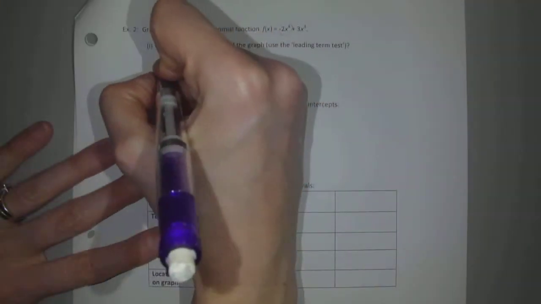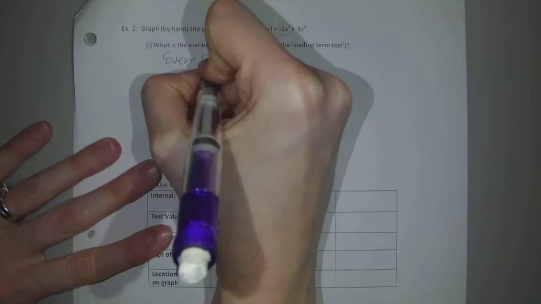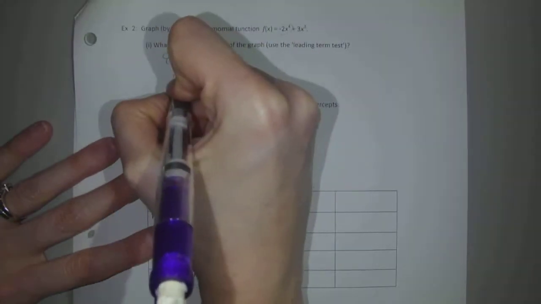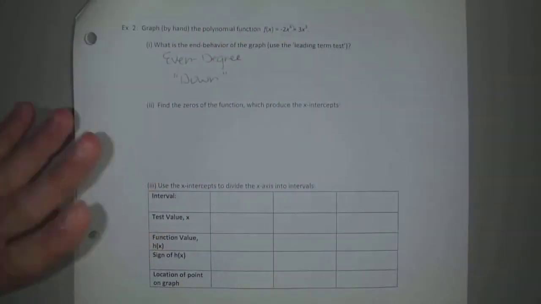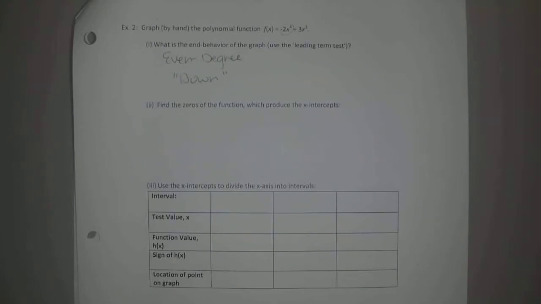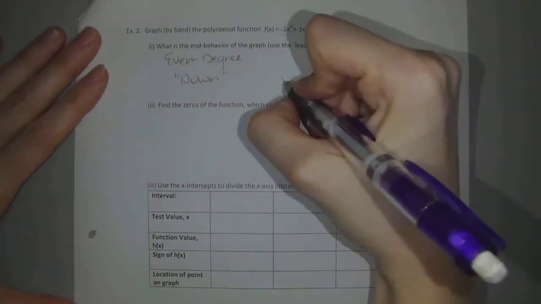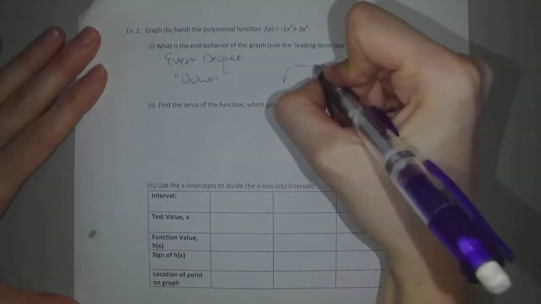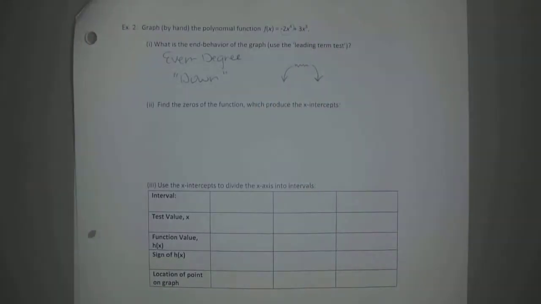So this is an even degree, and it's opening down because a is negative, right? So think of your parabola. What's an even degree do? It goes in both directions, but if it opens down, they're both going down. So if you need to kind of sketch what it's going to look like, we'll have this arrow down. We're not too sure what happens in the middle, and then this other arrow going down.